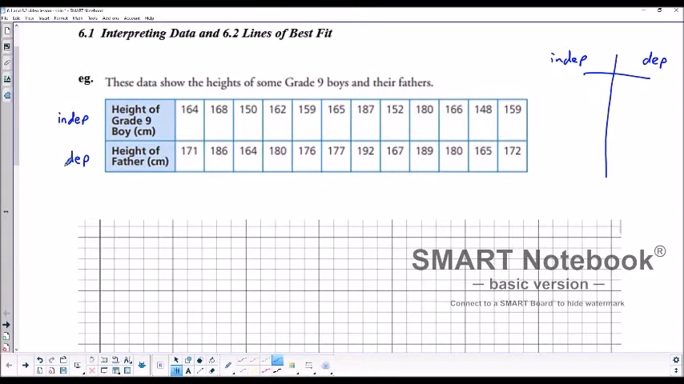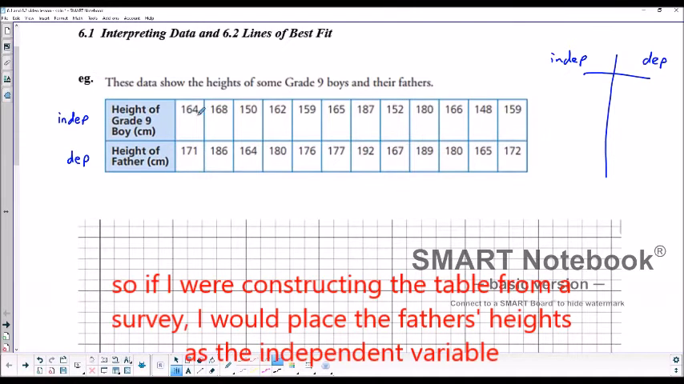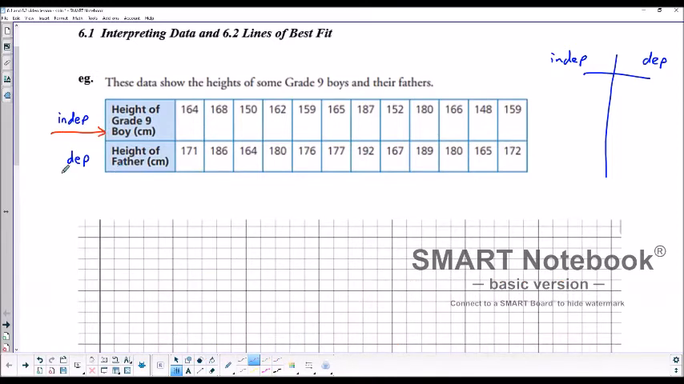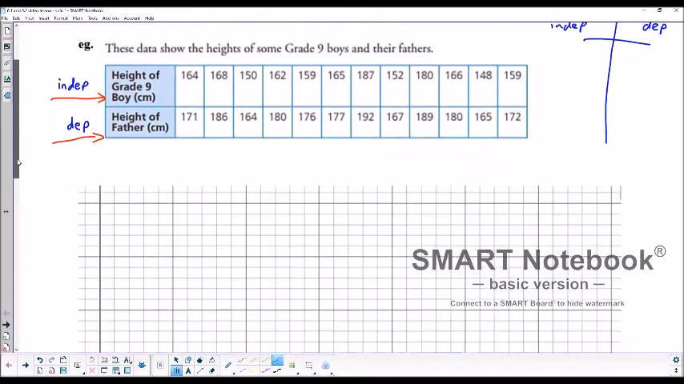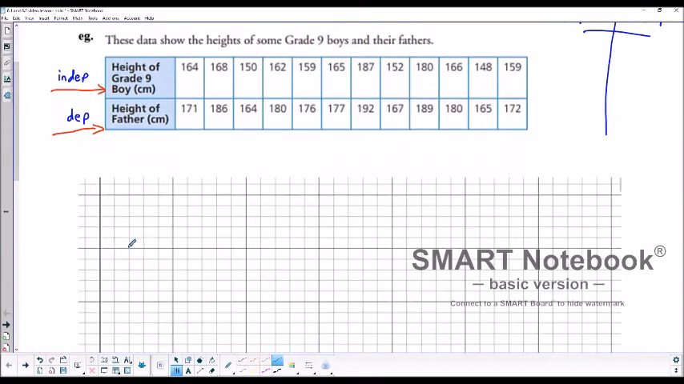Now, in my very humble opinion, I would say that perhaps the height of the father should be the independent variable, because the father comes first, and then the son comes after. So the son's height is more or less dependent on the father's height. I would have put the father's height in the independent row. However, the way it's set up here, I'm just going to follow along using the top row as independent and the bottom row as dependent. I'm not trying to be critical, I'm just saying that's the way I would set up the axes myself.